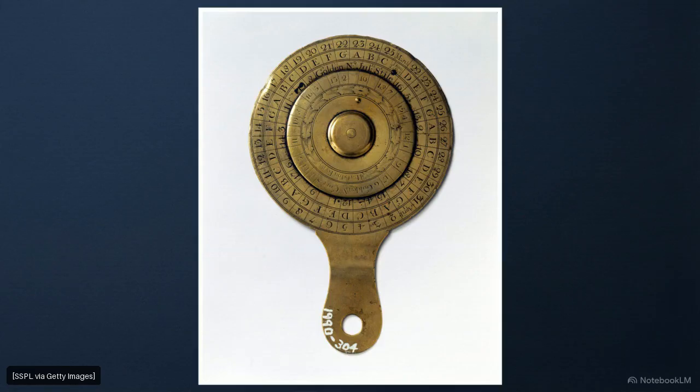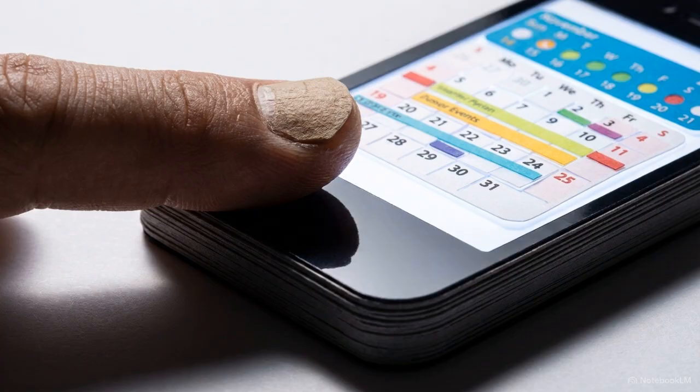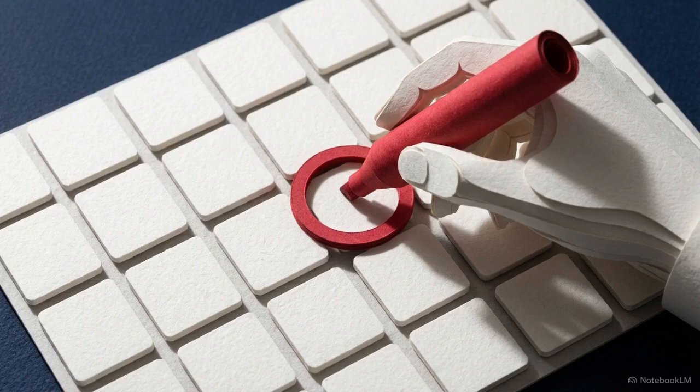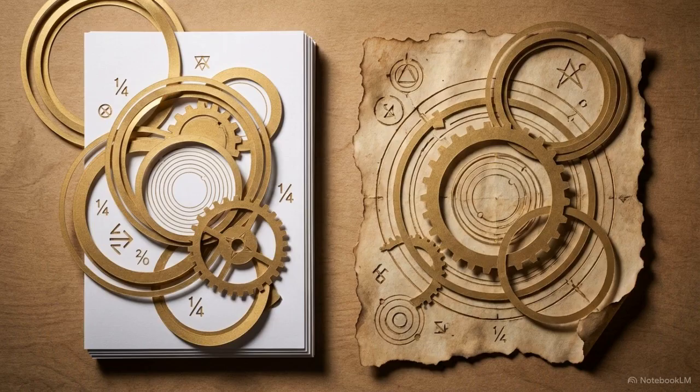Thousands of years before modern apps or orbital mechanics, humans tracked these complex shifts using intricate physical instruments. Checking our phones for the date, planning a harvest, or scheduling a holiday, we rely on an ancient translation, forcing the universe's messy fractions into a perfect human rhythm.